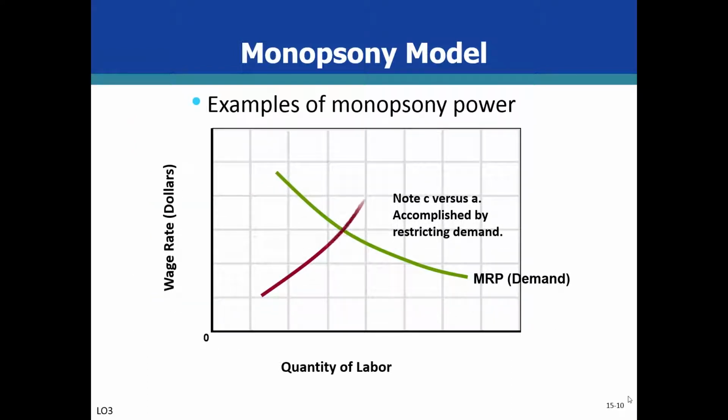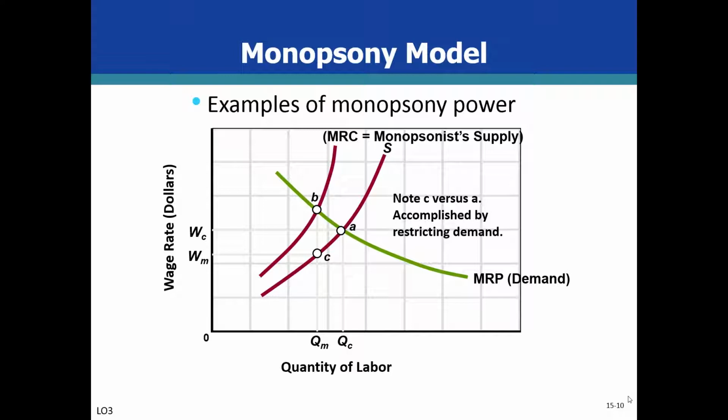Let's take a look at this. This chart lays out graphically what was just discussed. The demand and supply curve of the monopsony model is shown here. In a competitive market, the equilibrium wage rate would be leveled at point A, the intersection of the downward sloping demand curve, MRP, and the upward sloping supply curve.